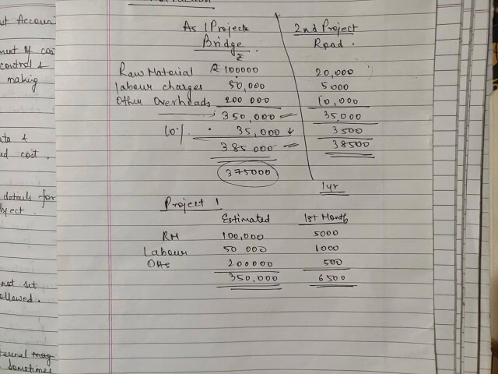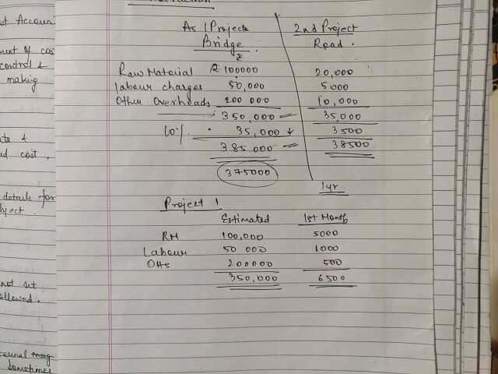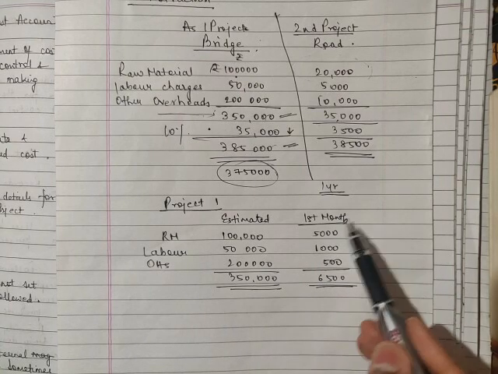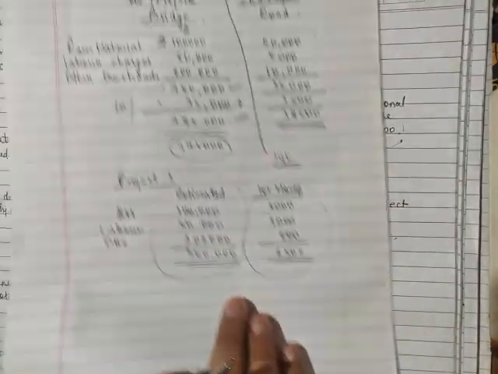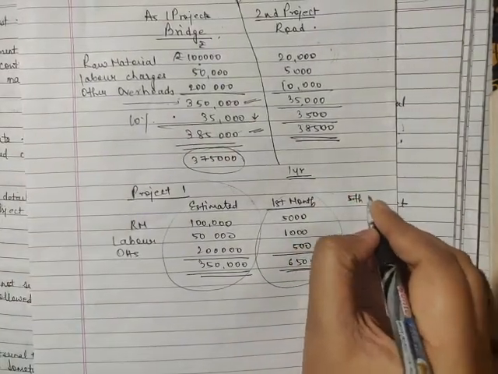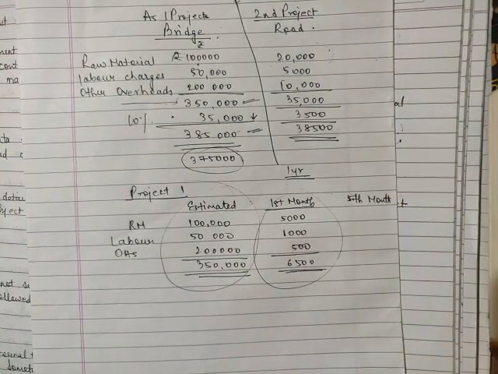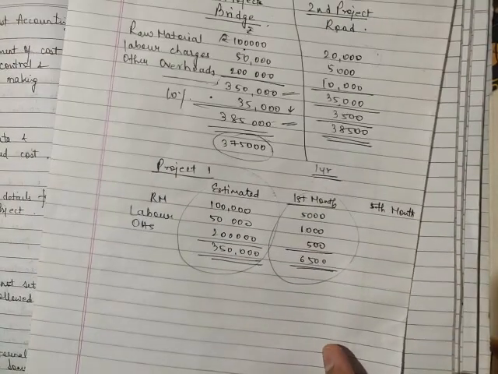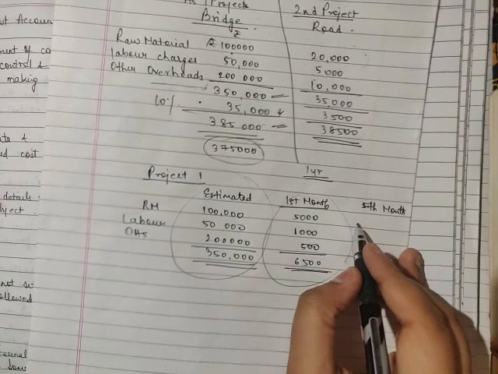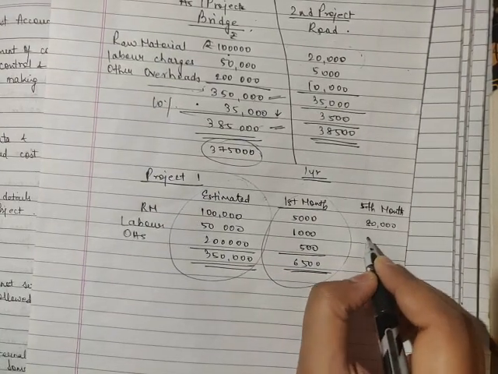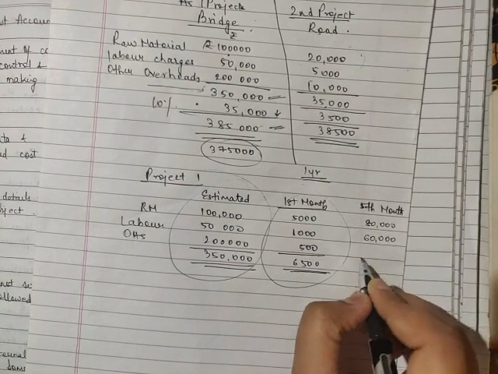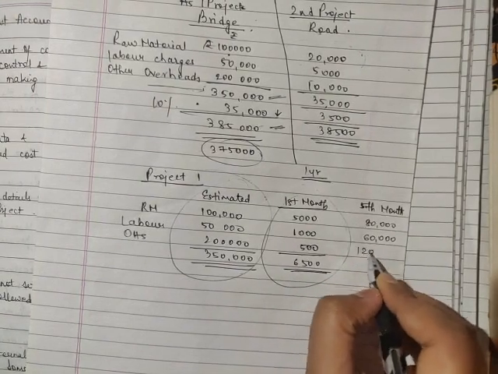So during the entire tenure of this project, management keeps on measuring the actual cost against the estimated cost. Say by the fifth month, we have incurred a material cost of 80,000 rupees, labor charges 60,000, and overheads of 1,20,000.